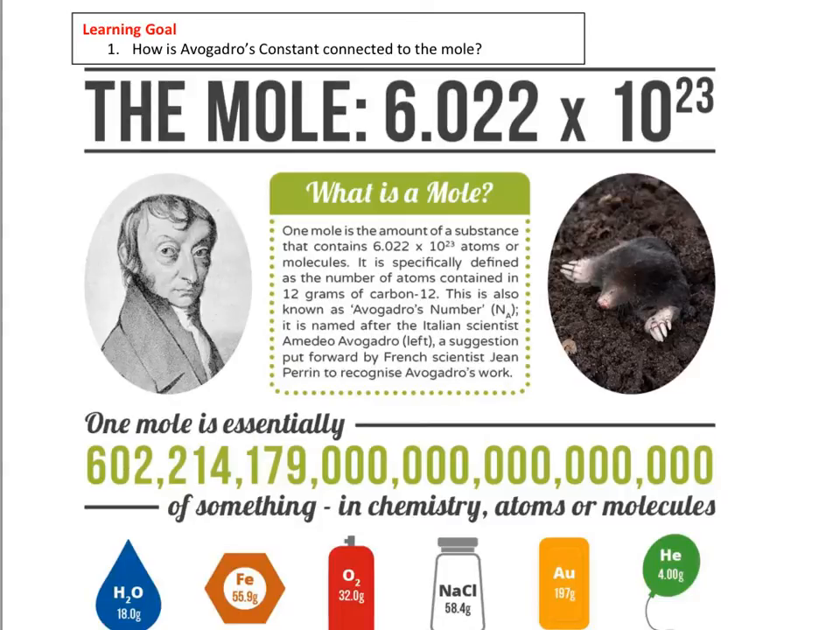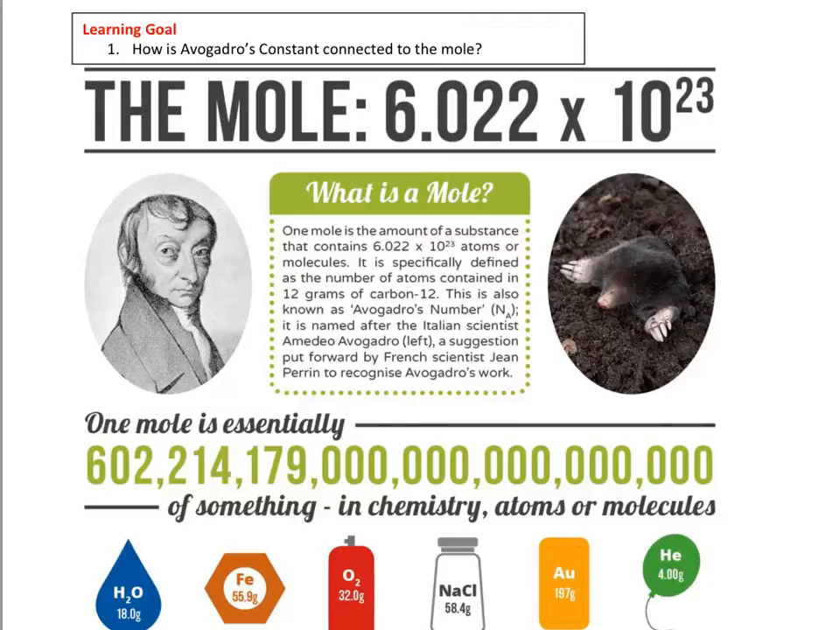In this tutorial, we want to get a sense of how Avogadro's constant connects to the mole, and really we want to dig deeper to see what the mole is as it relates to chemistry. The mole is an amount equal to 6.02 times 10 to the 23. One mole of something is a lot of stuff.